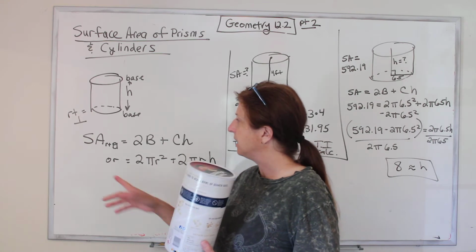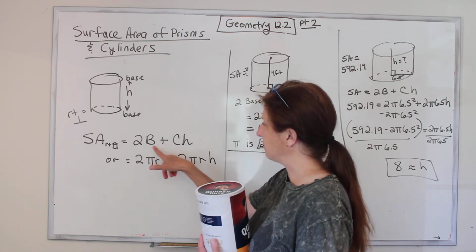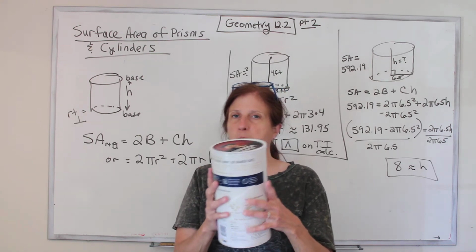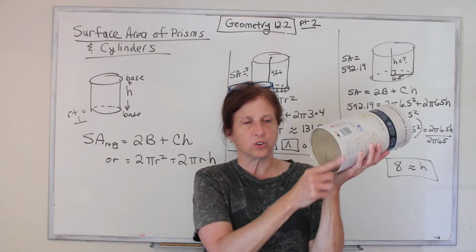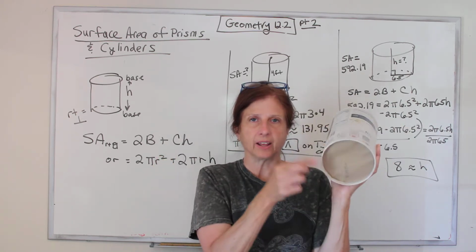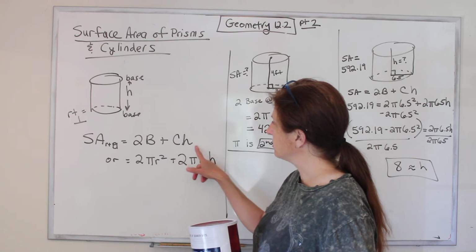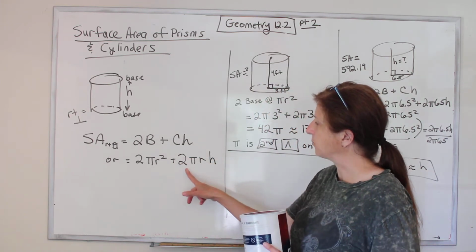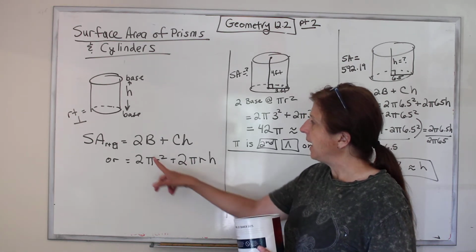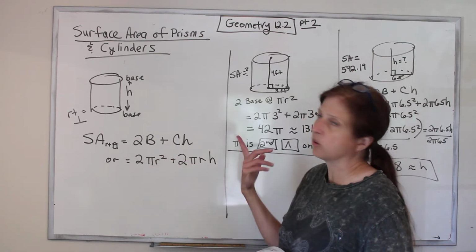So the surface area of a right cylinder is the area of each base, so it's 2 times the area of the base, and then it is the rectangle. One way you can get the rectangle is the circumference, because that's like the length of your rectangle, times the height, which is like the width of your rectangle. So you can do circumference times height, but if you remember, circumference is 2 times pi times the radius. And also how you get the area of a circle is pi r squared, but we have 2 of them. So this formula works too.